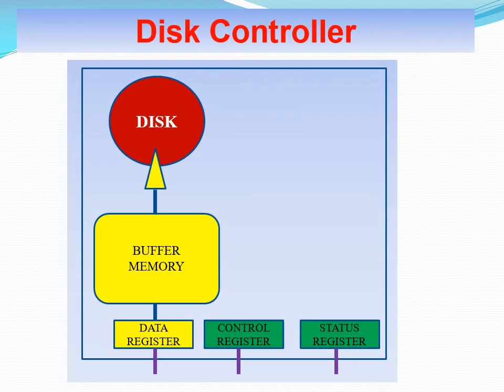This illustration shows a disk controller. The controller has a buffer memory to hold the data that is to be written to the disk or the data that has been read from the disk. The data register is used to interface the controller to the data bus. The control register is used to control the operation of the controller and hence the disk. The status register is used to hold the status of the controller and hence the status of the disk.